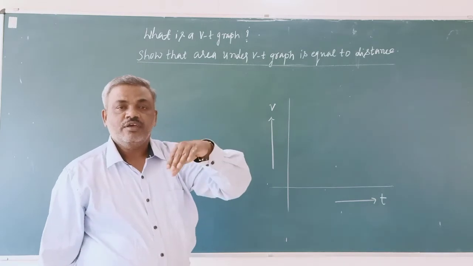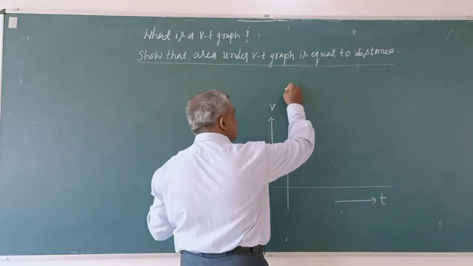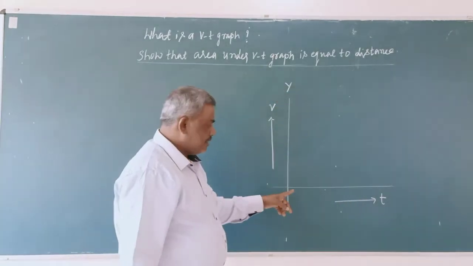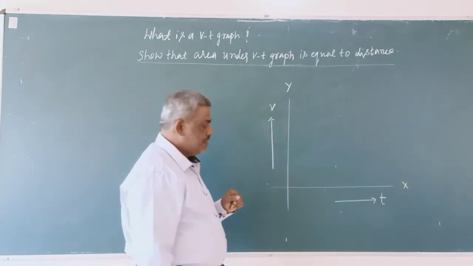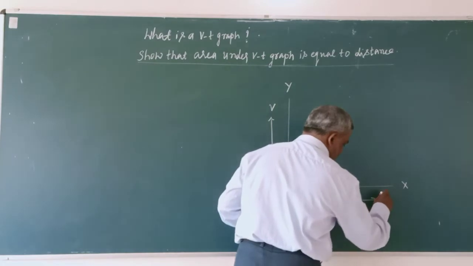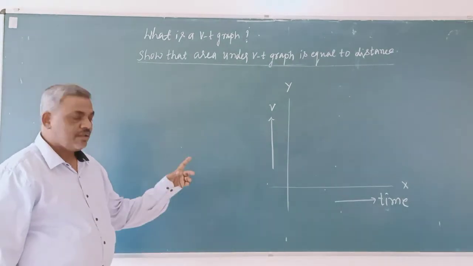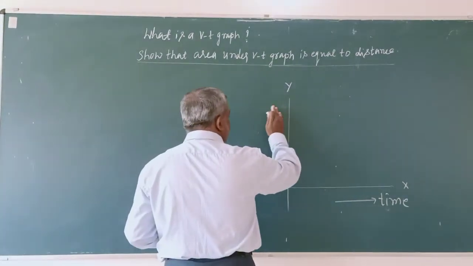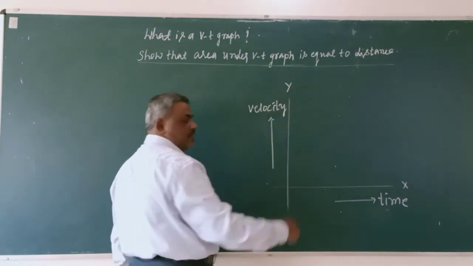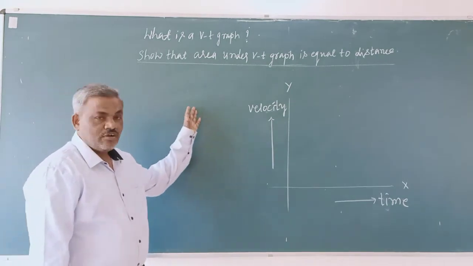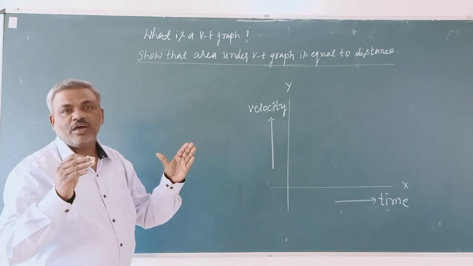So already you know the VT graph. Velocity taken along the y-axis, and time taken along the x-axis. So draw the velocity time graph for uniform velocity.